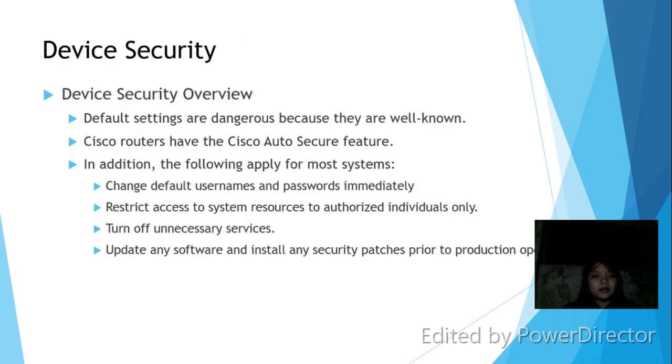Device security. Default settings are dangerous because they are well known. Cisco routers have the Cisco AutoSecure feature. In addition, the following apply for most systems. So, device security is very important for us. So, we need to have different antivirus on our devices.